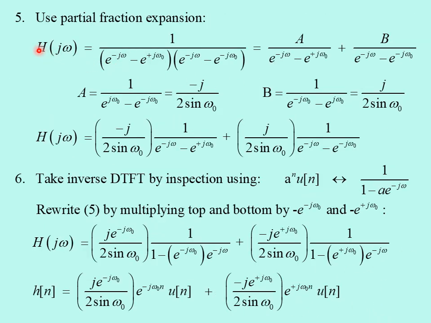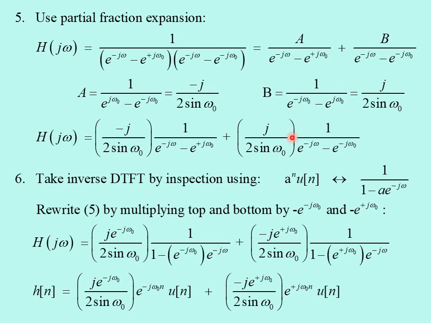Okay, from there, we can use partial fraction expansion. So in other words, take this thing here, break it up into 2 pieces, call them A and B, use all the regular methods to figure out what A and B are, and now we get this form down here for our frequency response. Now it looks like obviously things are getting worse before they get better, which is often the case in these challenging problems.